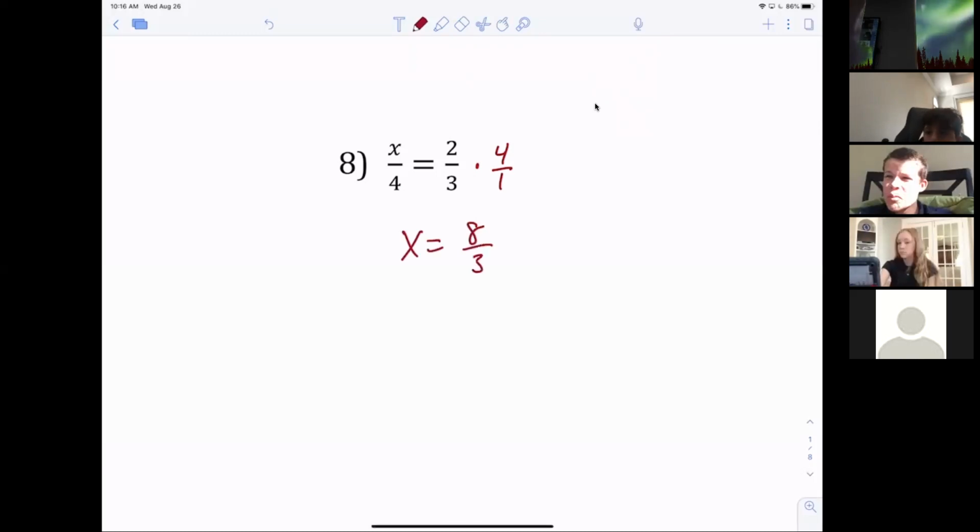Again, continuing to work on our fractions. Anybody have any issues with that? Any issues?